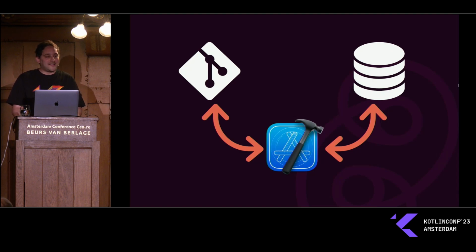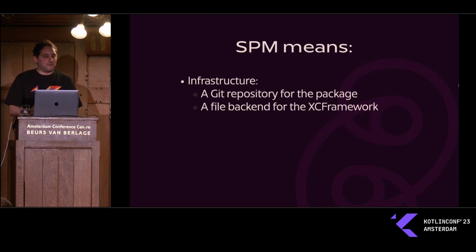So what do you need now? What do you need to have in order to deploy your XCFramework, your multiplatform framework, to SPM? You need an infrastructure, a Git repository, and a file backend. But let's be honest, you probably already have a Git repository somewhere, because if you don't, well, I'm sad for you. And for a file backend, you can use, I don't know, a Maven repository. This is a file backend. AWS servers, you can use your own server. It's quite easy to have a file backend. But you also need logic.